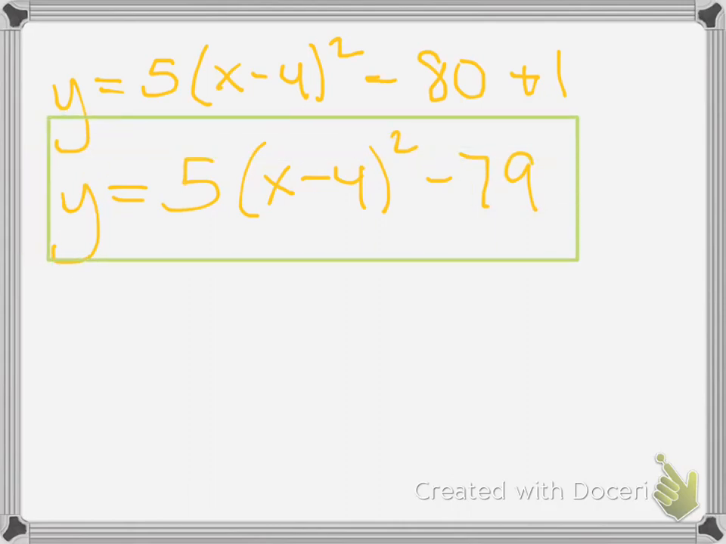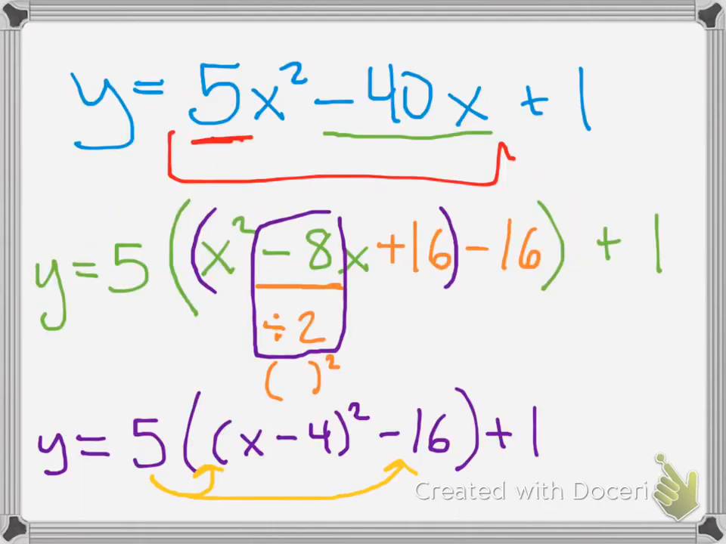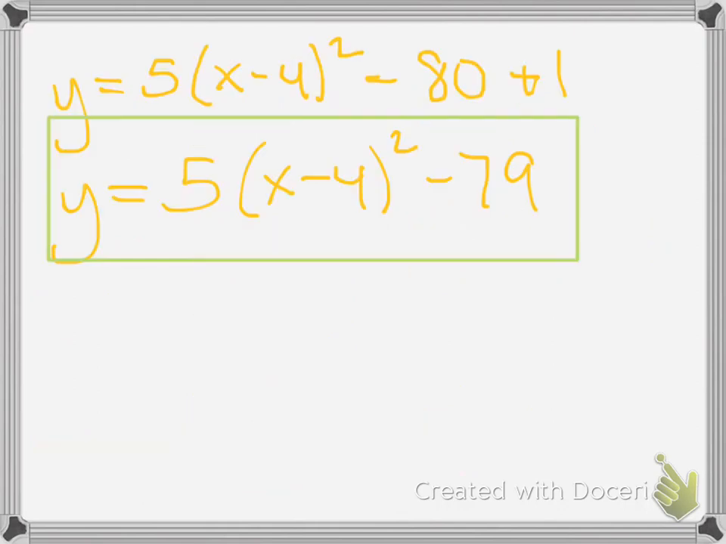So we took our equation that we had over here in standard form, y equals 5x squared minus 40x plus 1, and now we've written it in graphing form. And although the negative 79 is a large number to go down if we had to plot this, we still could graph this relatively easily. We can identify the vertex as 4.